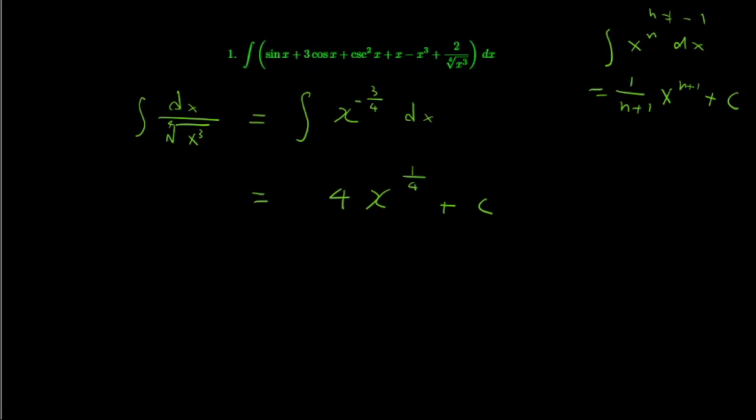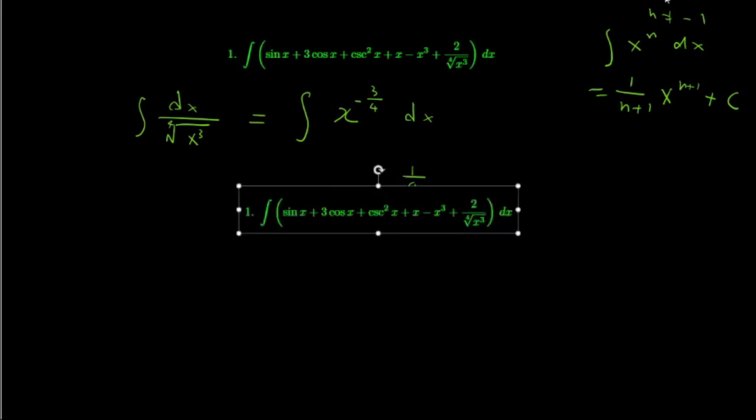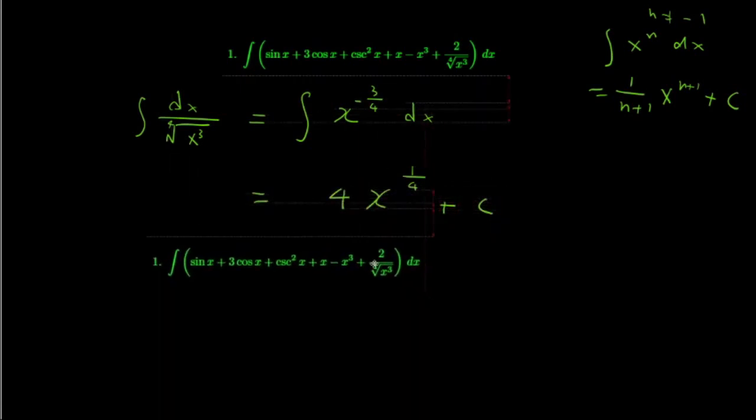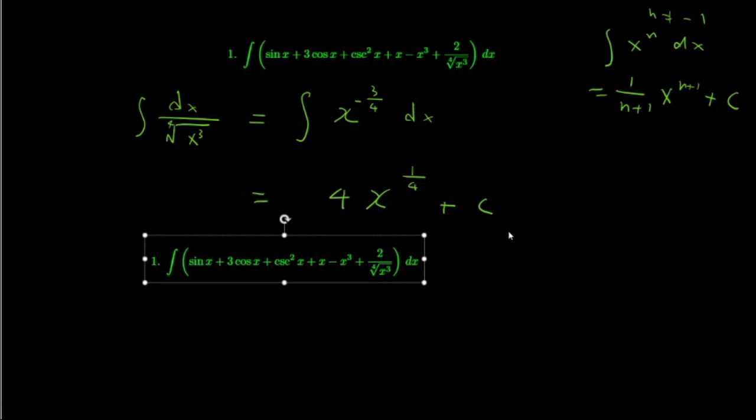Now let's recall the indefinite integral represents all antiderivatives of the integrand, right? So we just mentioned how to get an antiderivative of the last term. Now for the given function, you just integrate term by term. All other terms are straightforward, right?